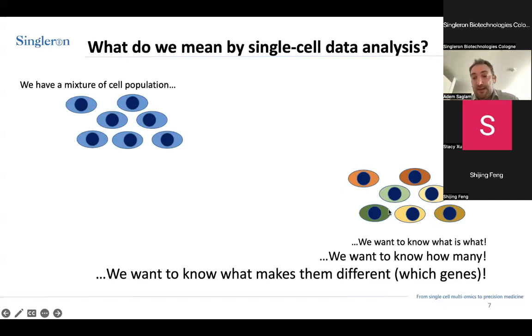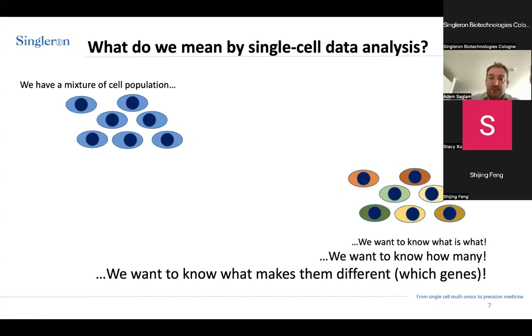So for example, here, you see cells that are green, but with different tones, or cells that are yellow with different tones. They are actually cells of the same population, like microglia in green, neuron in yellow, but the tone represents the activation stage. And we want to know which genes play a role in this activation stage. So this is basically what we mean when we talk about single-cell data analysis. We want to know all these things.